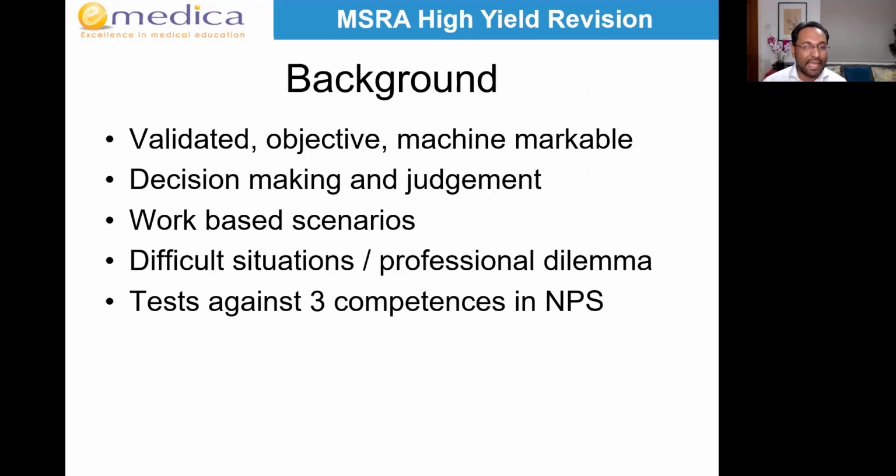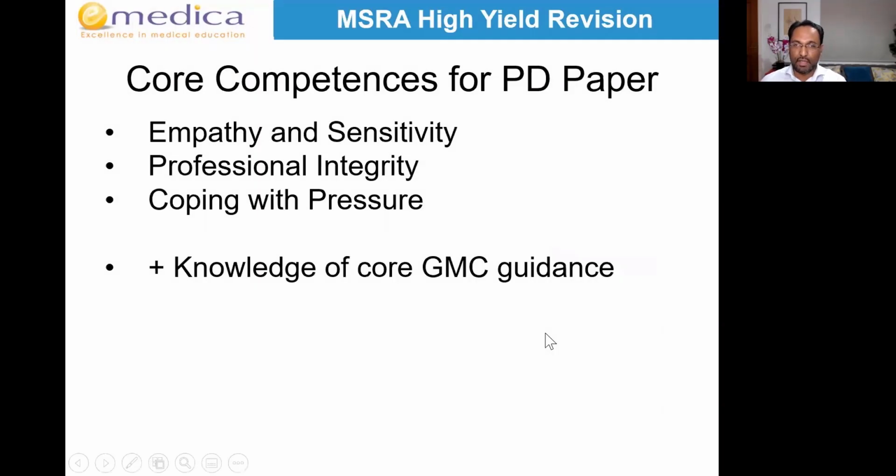You don't need any clinical knowledge for the SJT. What really helps, though, is being familiar with the NHS and how it works, and having a good working knowledge of GMC ethical guidance and Good Medical Practice. It will give you a work-based scenario where you have to make a difficult decision or use your judgment. And some of them will involve ethical or professional dilemmas. And they're going to test you against 3 competencies in the National Person Specification, which are empathy and sensitivity, professional integrity, and coping with pressure, i.e., do you show positives or negatives for these in the way that you approach your answer? And for some questions, knowledge of core GMC guidance can be really helpful.